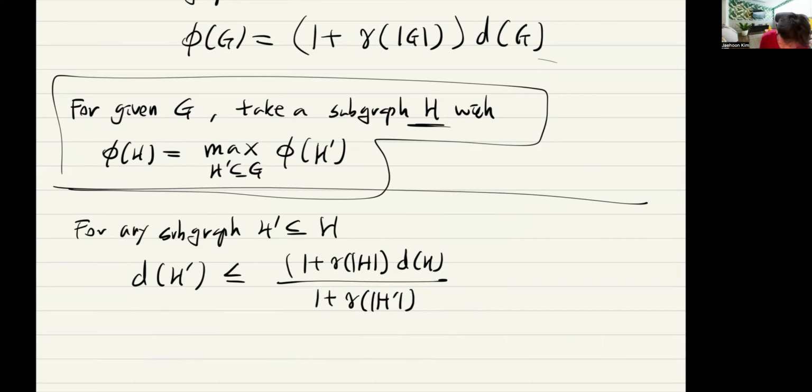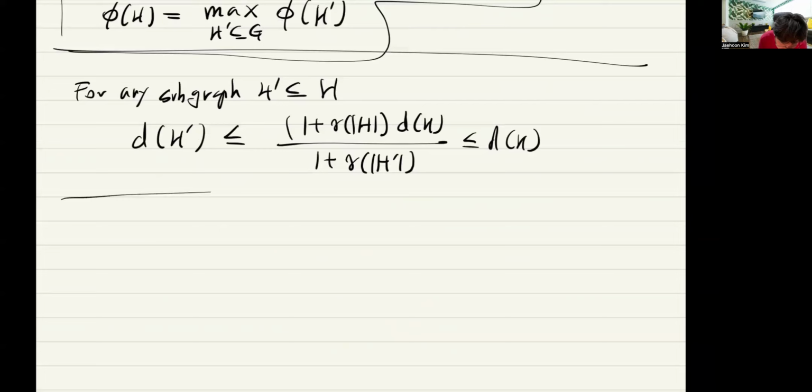And furthermore, what do we know? This is bigger. This is roughly 1 over log times the order of H. And H prime is smaller than or equal to H. The number of vertices might be the same or lower. Same, you just forget it. Lower, then this is bigger. So this is bigger, so this is almost the average degree of H. So this holds.